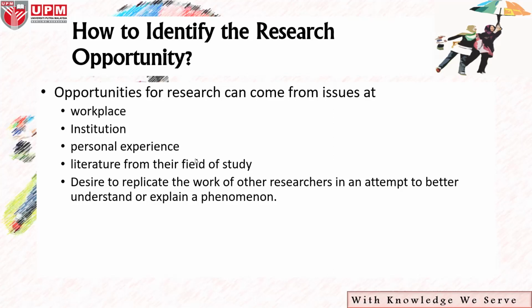And then literature from the field of your study. If you couldn't find any idea based on workplace, institution, or personal experience, then you may refer to literature. This one may be preferred by fresh graduates, since they do not have any working experience, so they may refer to articles. In the research article, you may refer to the back of the research paper under recommendation, for example. You may find a lot of research recommendations proposed by previous researchers.